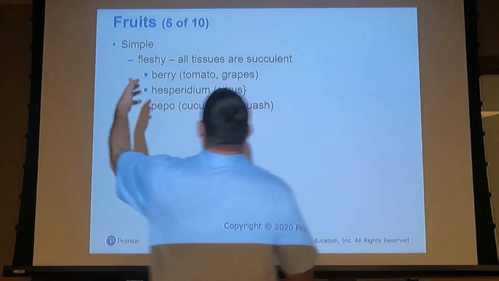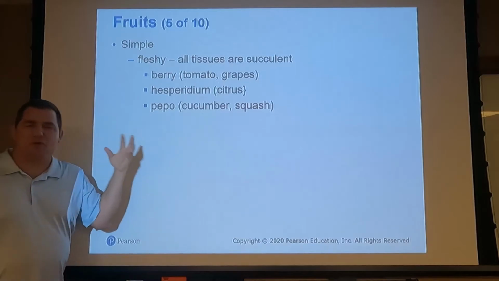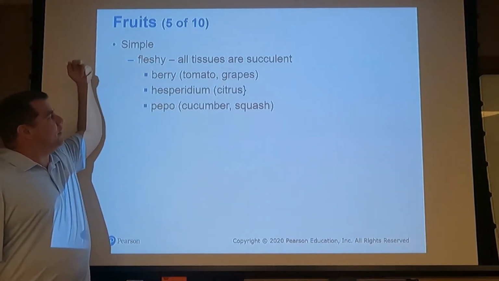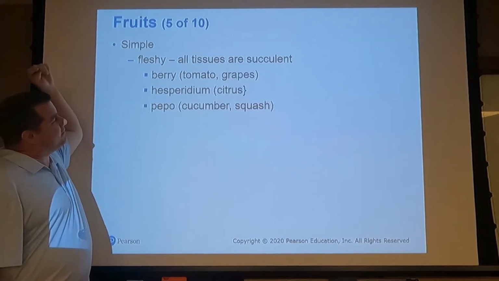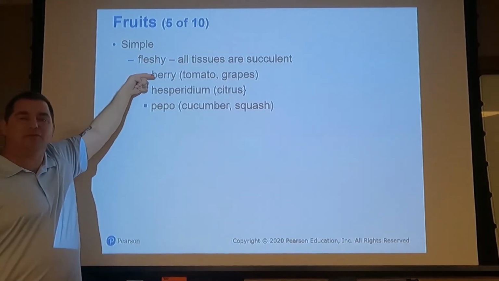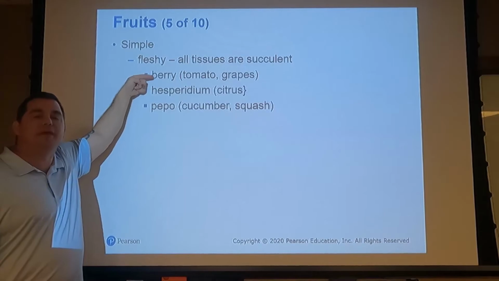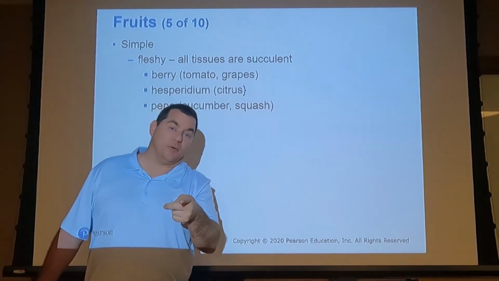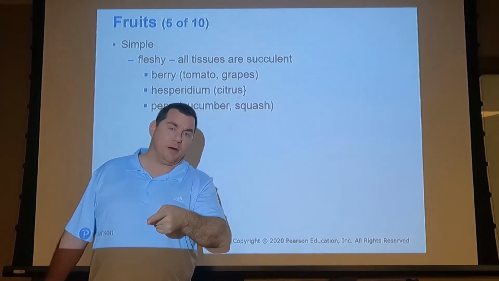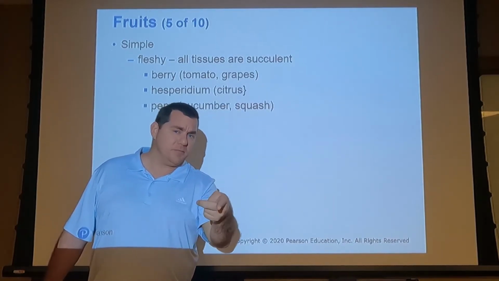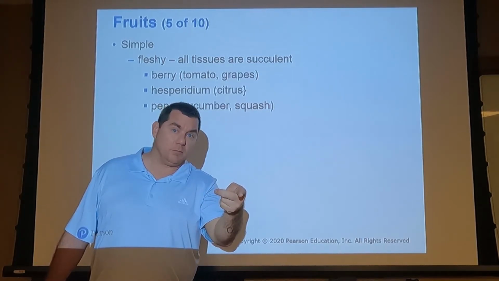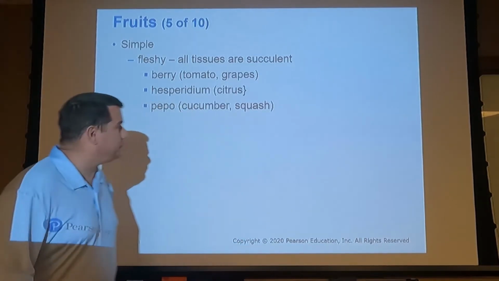Our fleshy fruits are going to be kind of like our juicy fruits, right? So our tomatoes, there's an old saying that says, knowledge is knowing that a tomato's a fruit, wisdom is not putting it in fruit salad. But if you think about it, cucumber is also a fruit, and if you make cucumber and tomato salad, that would technically be considered fruit salad, wouldn't it? Something to think about.